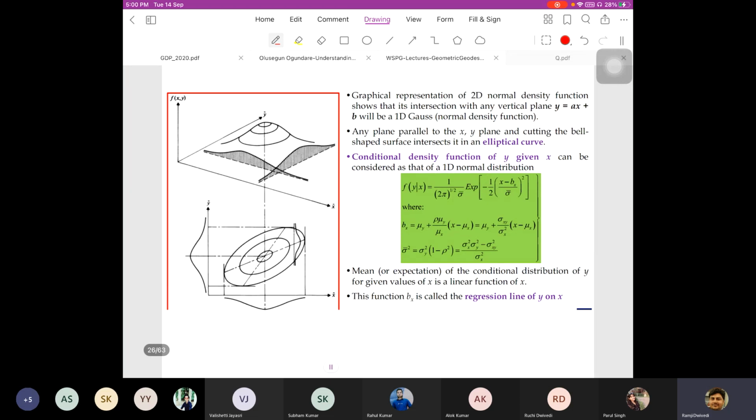You can see this figure from your left hand side. This is the representation in y, and this is the representation in z, because x and y both are individual random variables. This is the two-dimensional case, and in the one-dimensional case you can also see that it would be represented by a 1D Gauss. So in the 2D case, it would be an ellipse. Okay, intersection plane one. The mean or expectation of the conditional distribution of y for a given value of x is a linear function of x, and this function bx is called the regression line of y on x. So the way you represent this function for given values of x will be decided by this.